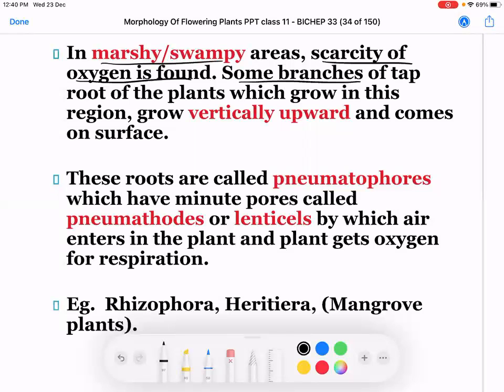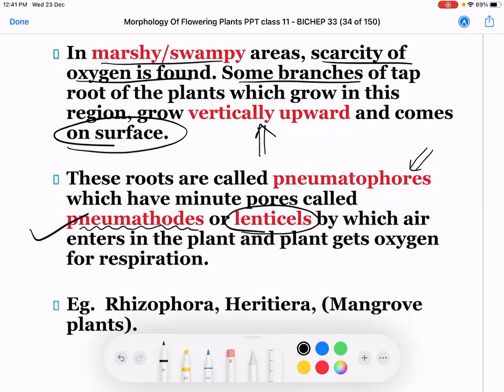So some branches of the taproot of the plant grow vertically upward and come to the surface. They have pneumatophores, as we have discussed, very minute pores, which are called pneumatodes, the other word used for pneumatophore, right? Or lenticels. Actually, lenticel cannot be used as a specialized word here. Ready? Lenticels are found on dry surfaces, not wet surfaces. So they are pneumatodes, by which air enters the plant and the plant gets oxygen for respiration. Examples are Rhizophora and Avicennia, that is, mangrove plants. Both are mangrove plants. Ready?